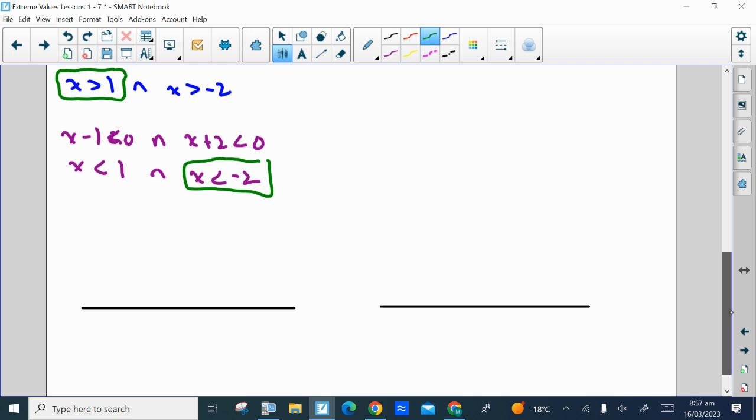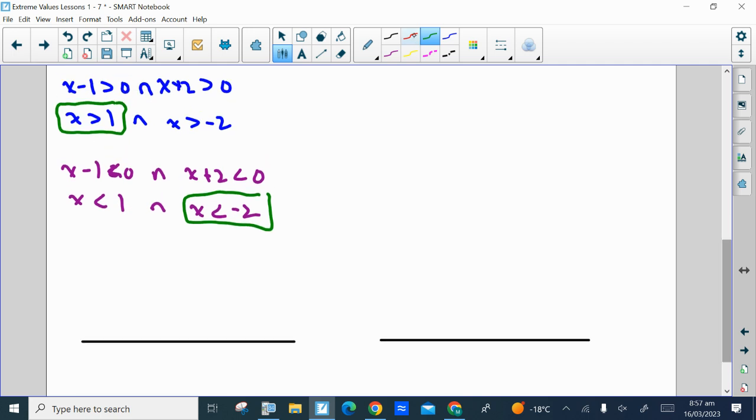And so there's the solution. We have to have all values greater than 1 and less than negative 2. Again, open dots on both of these because those numbers are not included.